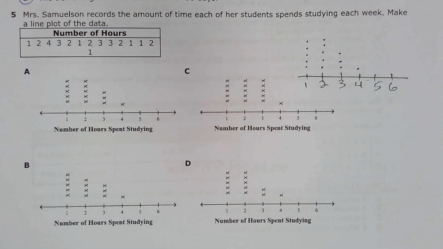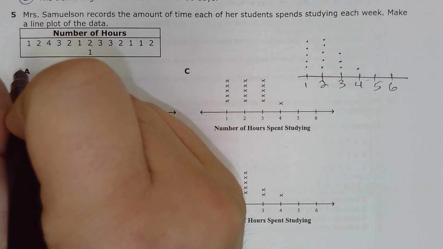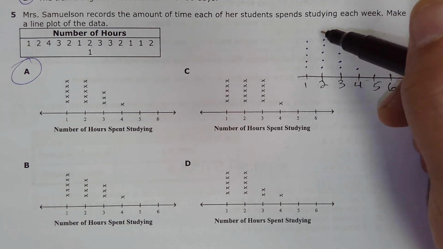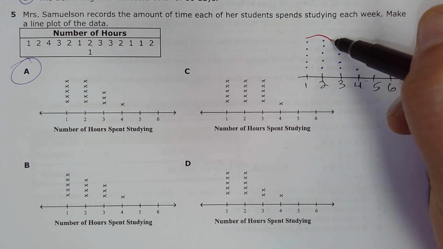Now literally the only answer choice that looks exactly like what we just built is going to be answer choice A here. Okay? Awesome. Now, just for an extra little tidbit of information, we should be asking ourselves, is this information skewed or is it symmetrical? And if it's skewed, which way would it be going?